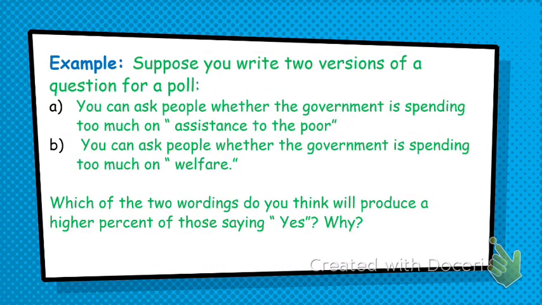Okay, here's another example involving something similar. Suppose you write two versions of a question for a poll. You ask people whether the government is spending too much on assistance to the poor, or you ask people whether the government is spending too much on welfare. Which of the two wordings do you think will produce a higher percent of those saying yes? In other words, the government is spending too much money on these things.